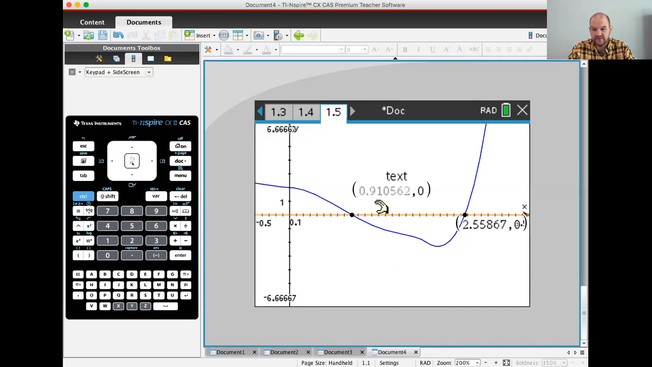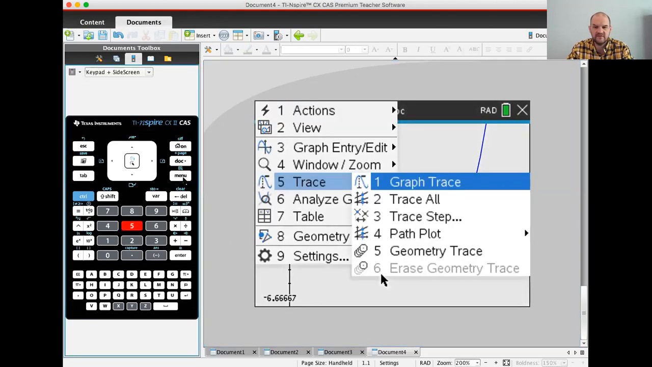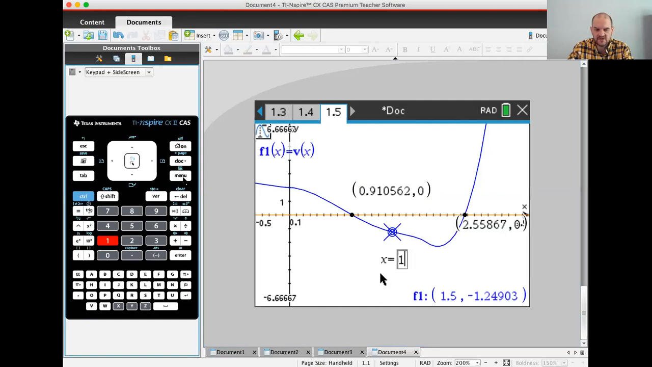I'm going to do it anyway, but I can tell from the graph, because let's just trace. Menu 5, graph trace. Trace until 1. V of 1 is definitely negative, and then also v prime of 1 is definitely negative, because v is decreasing, which means its derivative is negative, which means acceleration is negative.